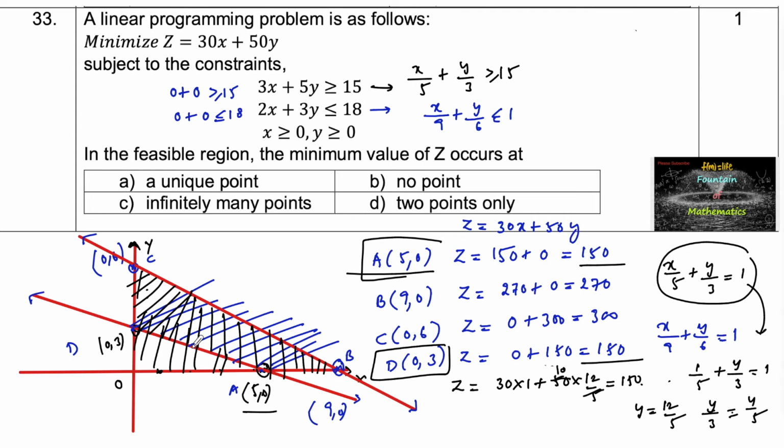This means we can observe that at any point on the line segment joining AB, we are getting 150 only. So we can say that there are infinitely many points where we are getting the minimum value. Okay, so option C is the answer.